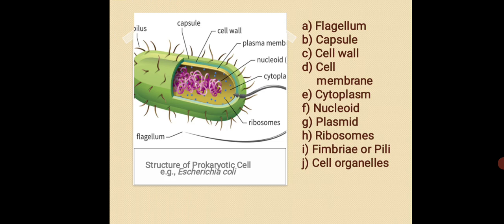Then next, structure of prokaryotic cells. Here the diagram is shown, for example, Escherichia coli. In this Escherichia coli, there are some parts: flagellum, capsule, cell wall, cell membrane, cytoplasm, nucleus, plasmid, ribosomes, fimbria or pili, cell organelles. These parts are shown in this diagram of the structure of prokaryotic cells. Okay students, look at this diagram carefully.